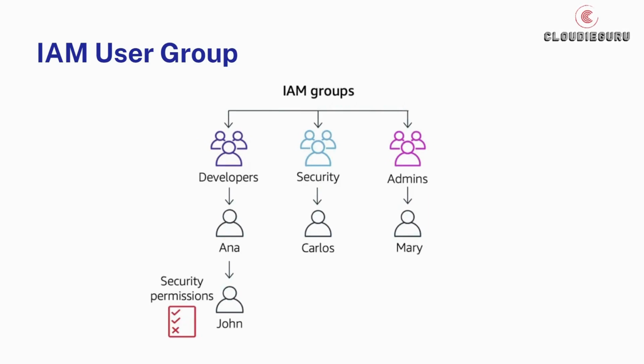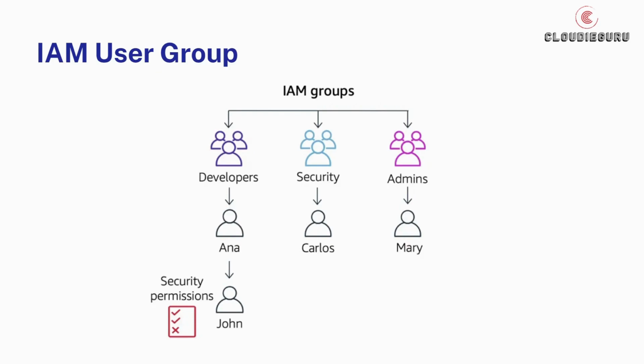Next is IAM User Group. An IAM User Group is an identity that specifies a collection of IAM users. We can use IAM groups to specify permissions for multiple users at a time. Groups make permissions easier to manage for large sets of users.